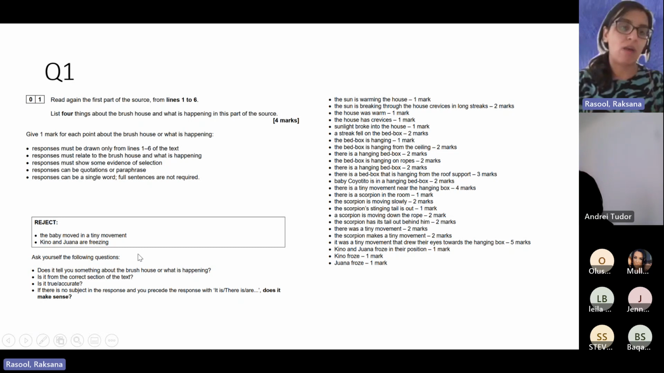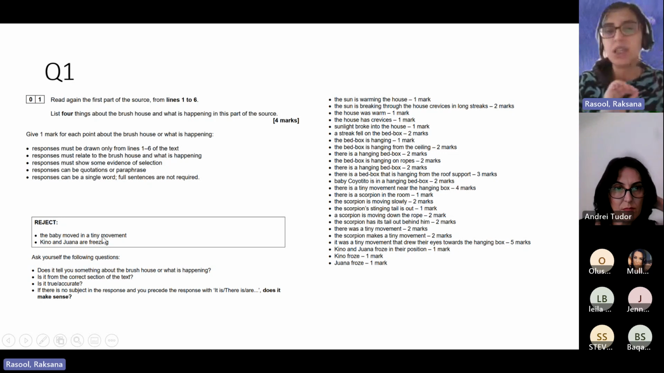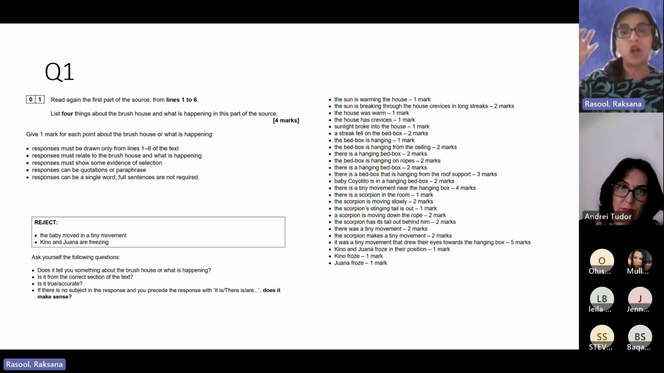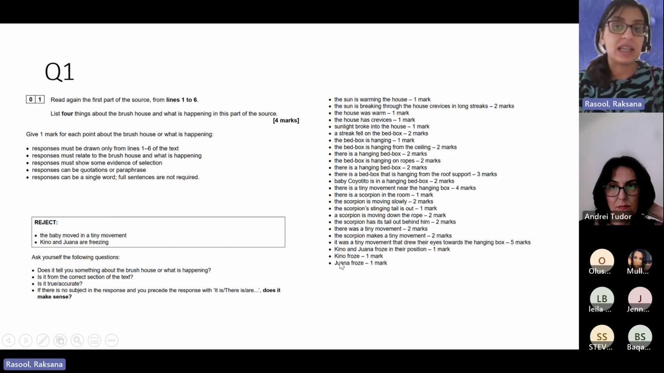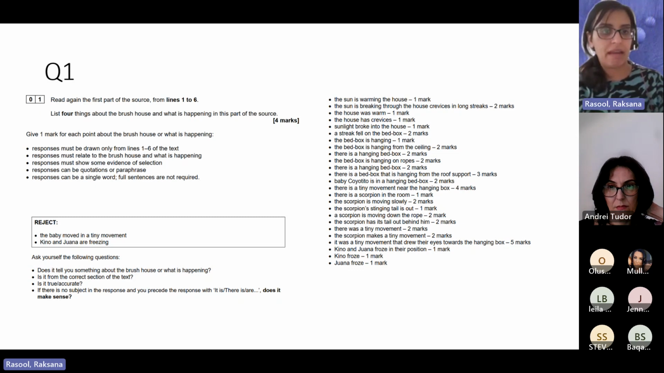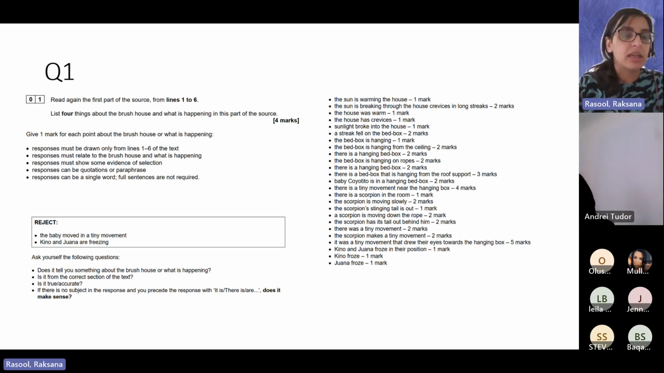What they would not allow, what they did not want, was that the baby moved in a tiny movement, because it doesn't say the baby moved, it just says there is a tiny movement near the hanging box, and the tiny movement comes from the scorpion. And you can't accept Kino and Juana are freezing, because it says Kino and Juana froze in their position. You can't say they're freezing, because freezing could be interpreted as if they are very, very cold.